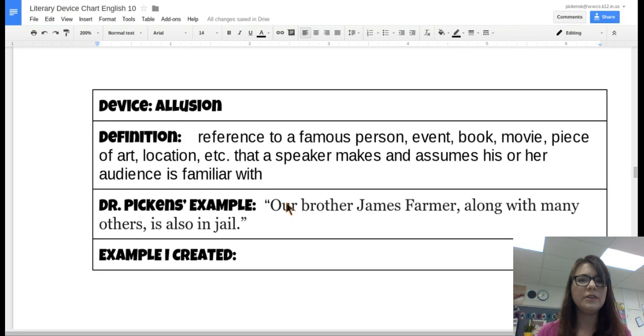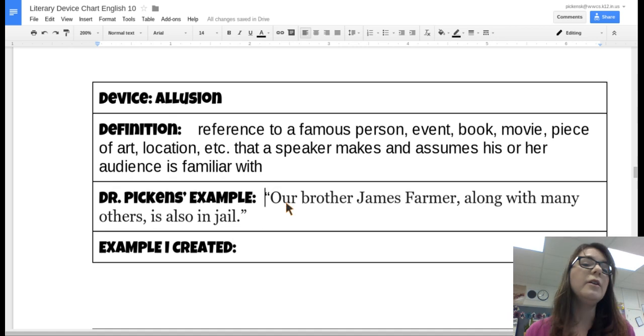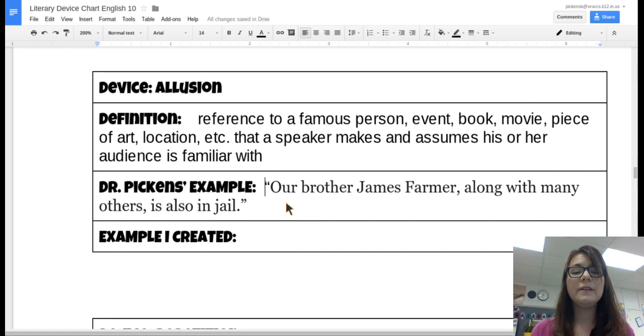He uses a lot of allusions to locations and people within the movement. And so my example here is, "Our brother, James Farmer, along with many others, is also in jail." He just mentions James Farmer, and we later on, as a different audience, don't exactly know who he's talking about. I mean, we know he's in jail, but Lewis's audience would have known who he was talking about at the time. That would have been a powerful reference to make. All right, so that's the first device, allusion.